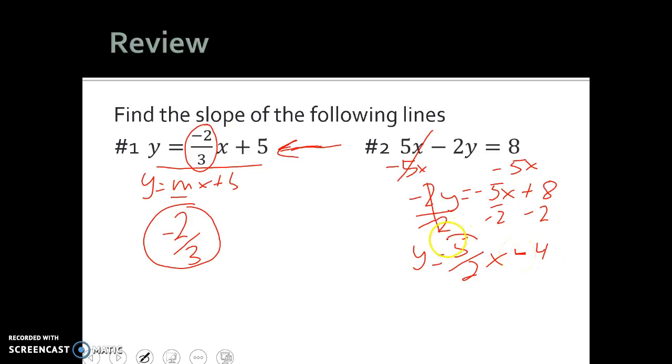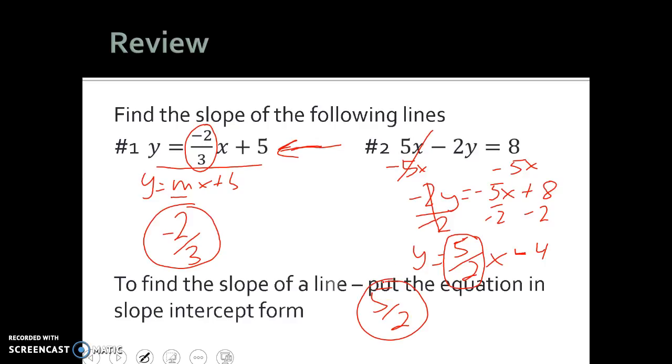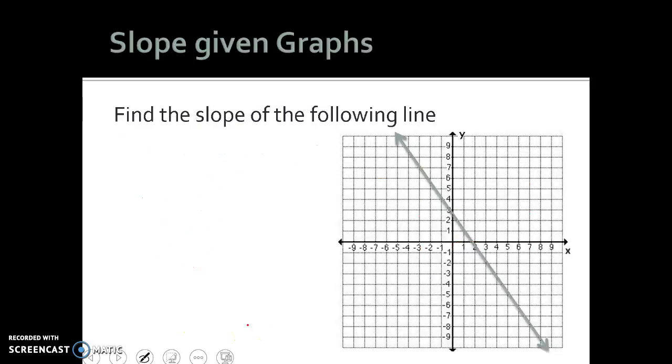And so now the slope is 5 halves because it is in slope-intercept form. So we have one equation that has a slope of 5 halves, and the first equation has a slope of negative 2/3. So in order to find the slope, we want to put the equation in slope-intercept form.